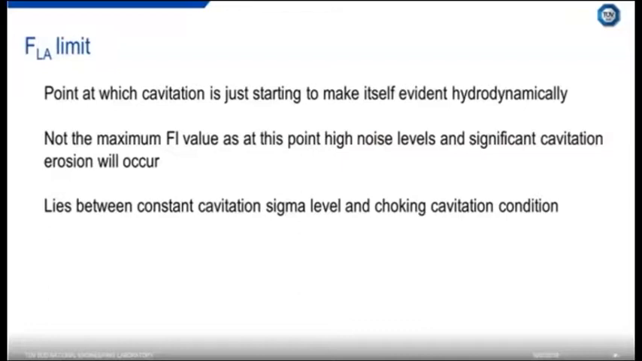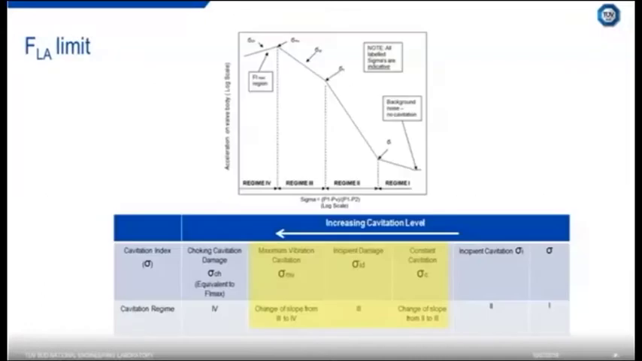The reason we don't quote this number is if you operate a valve at this point, you can get significant noise levels and significant cavitation erosion, so it's not a safe operating point for the valve. So the FLA number, if you remember back to the sigma graph for the cavitation index, lies somewhere between the constant cavitation level and the choking cavitation condition, so it's somewhere within this region here.